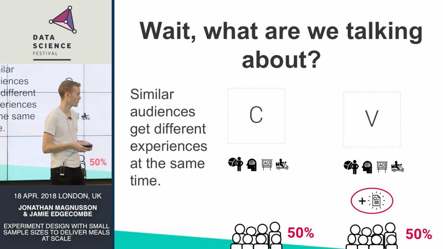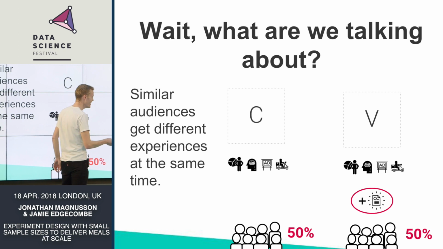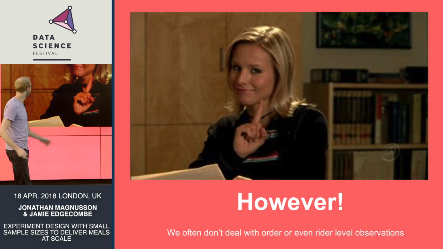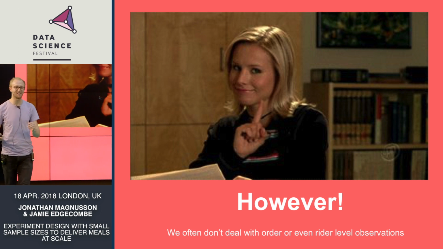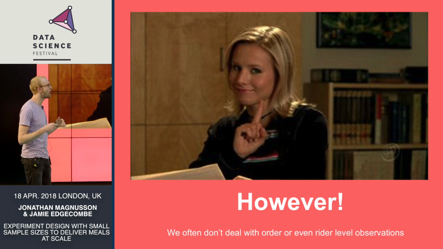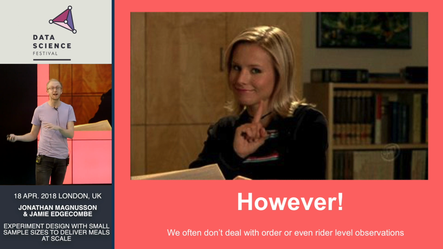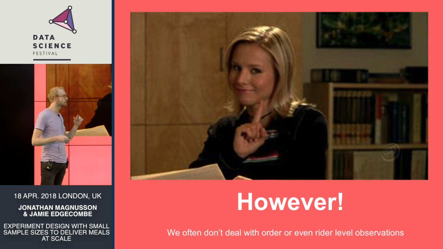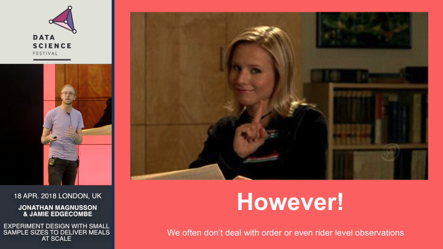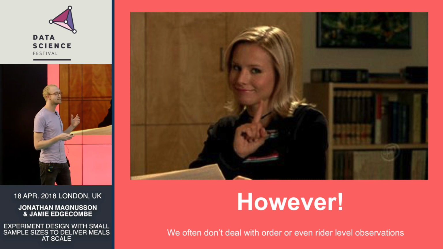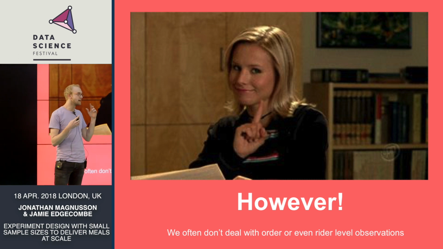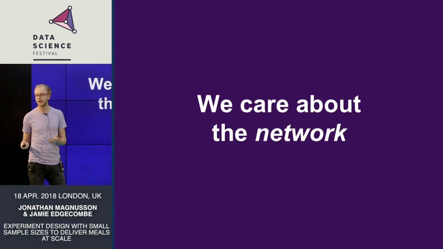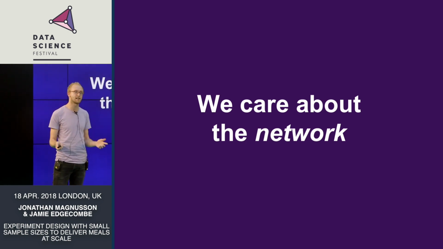But wait a second, Jonathan. Wait right there. Cute little gif. Because on our side of the business, which is the rider side, we often don't deal with, for example, rider level or order level metrics. And instead, we think about the network and network level effects. And so I can illustrate that with an example.